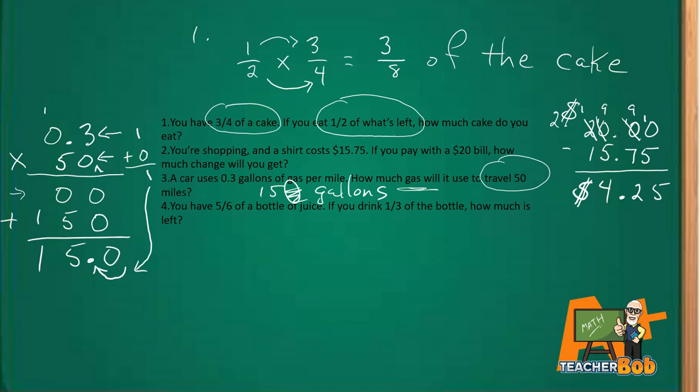Well, let's write this out. So we have 5/6 of a bottle of juice, and the question is, if you drank 1/3 of the bottle, how much is left? Well, that's 5/6 minus 1/3. Well, we cannot subtract this as is. We have to have the same numbers on the bottom.